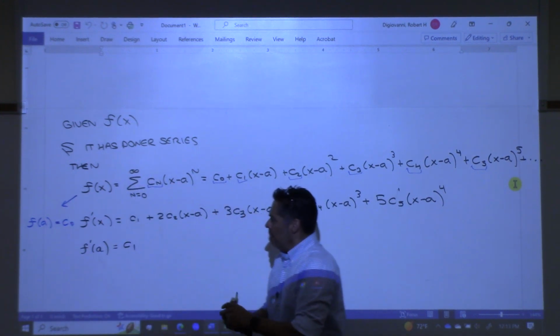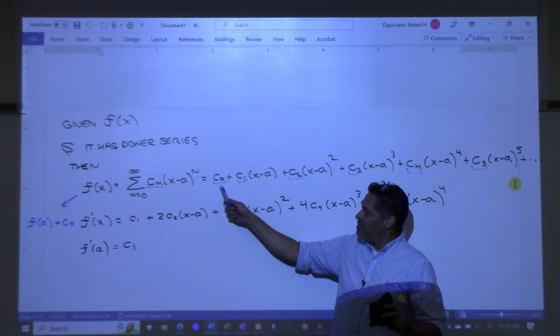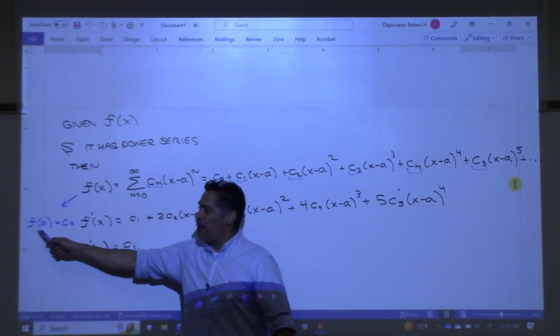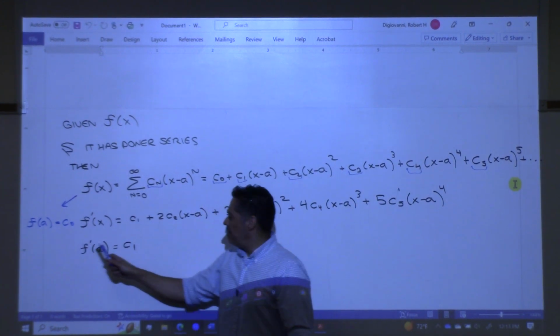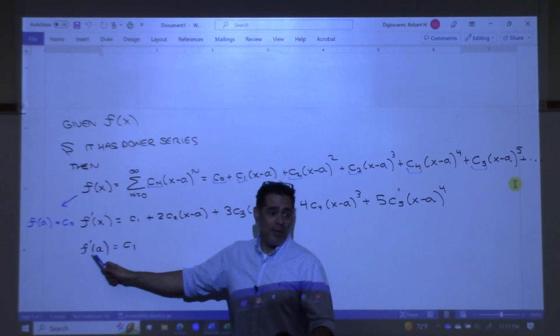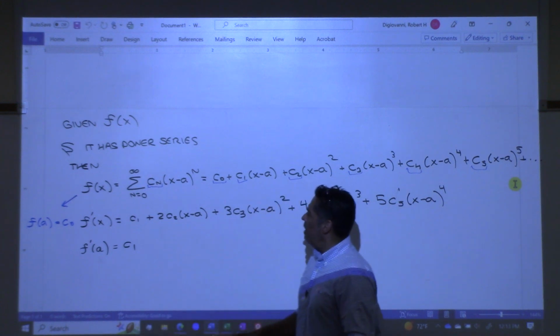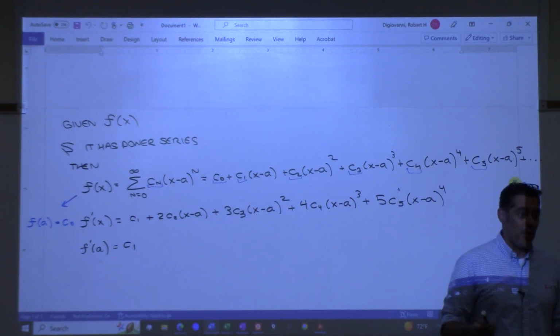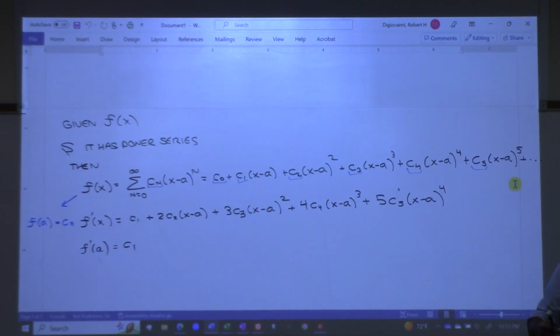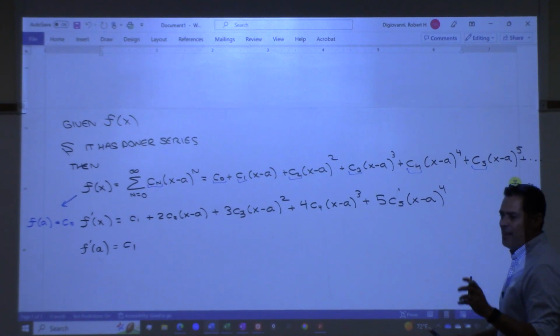So check this out. What we're saying is c sub 0 is just the function evaluated at a, and c sub 1 is just the derivative of the function evaluated at a. Right? And now you're thinking, okay, so c sub 2 is probably the second derivative at a, right? Not quite. It's close, but it's not quite.